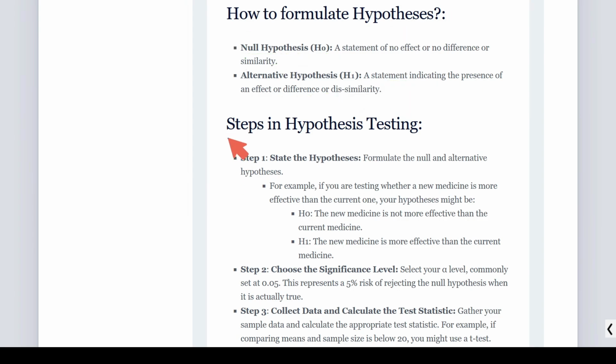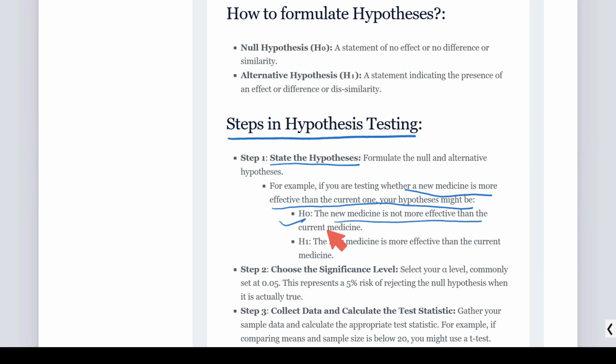Let me showcase with an example how hypothesis testing can be carried out. So the very first step is to state the hypothesis. Now let's consider that we are doing some test on a new medicine and we want to confirm whether the new medicine is more effective than the current medicine or not. So in this case our null hypothesis will be the new medicine is not more effective than the current medicine. So it is the similarity, equality, without any effect. So that is the null hypothesis. The alternative hypothesis will be the new medicine is more effective than the current medicine. It means there is some effect, there is dissimilarity or there is a difference compared to the current medicine.